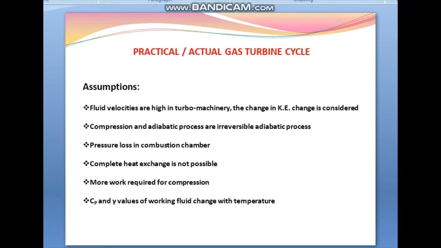Number six: the values of Cp and gamma of the working fluid vary throughout the cycle due to the change of temperature and due to the change in chemical composition of the working medium. And the last one: slightly more work than is required for the compression process will be necessary to overcome the bearing and windage friction in the transmission and to drive auxiliary components. Okay, so these are the assumptions.